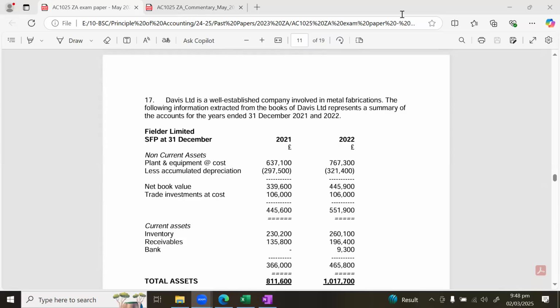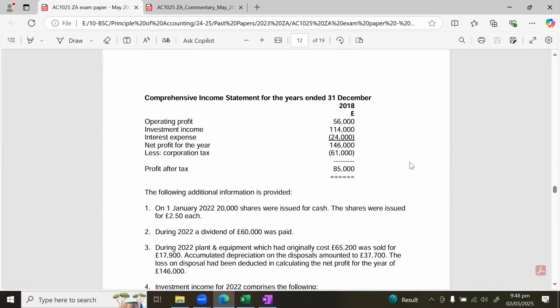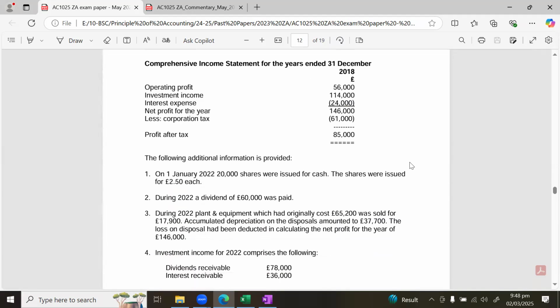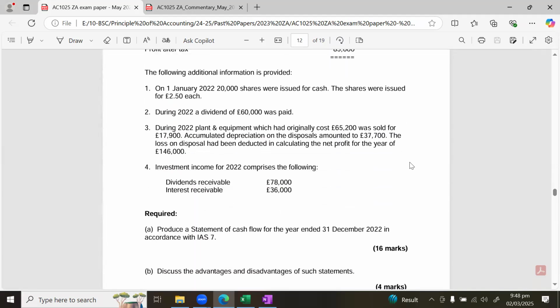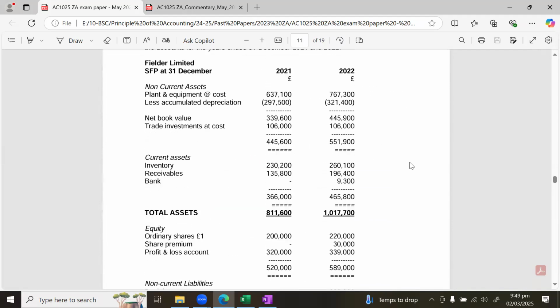Friends, today we are going to do one example question of statement of cash flows. Question is, the statement of financial position is given in exam. Extracts of statement of comprehensive income is given with few adjustments. And the requirement number 1 is produce a statement of cash flows for the year ended 31st of December 2022 in accordance with IAS 7 statement of cash flows.